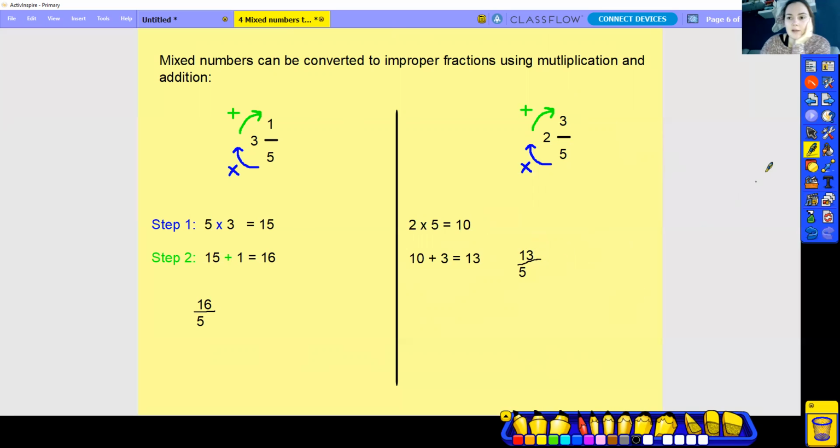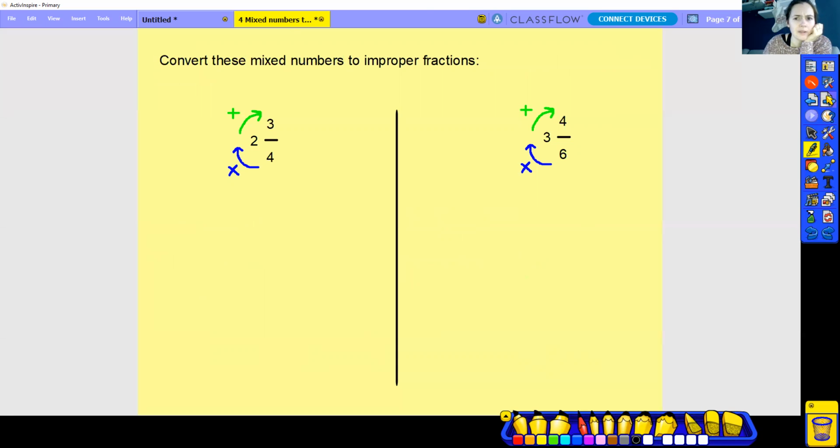Okay, so it's the same method as what we were doing before, it's just slightly different, but I think the steps really help. So knowing that first you multiply the mixed number by the denominator, and then you add the numerator on afterwards. So just remembering that there are 2 steps involved in this question. Okay, so there's 2 more here. Have a go at doing both of these questions, and then I will go through the answers with you.